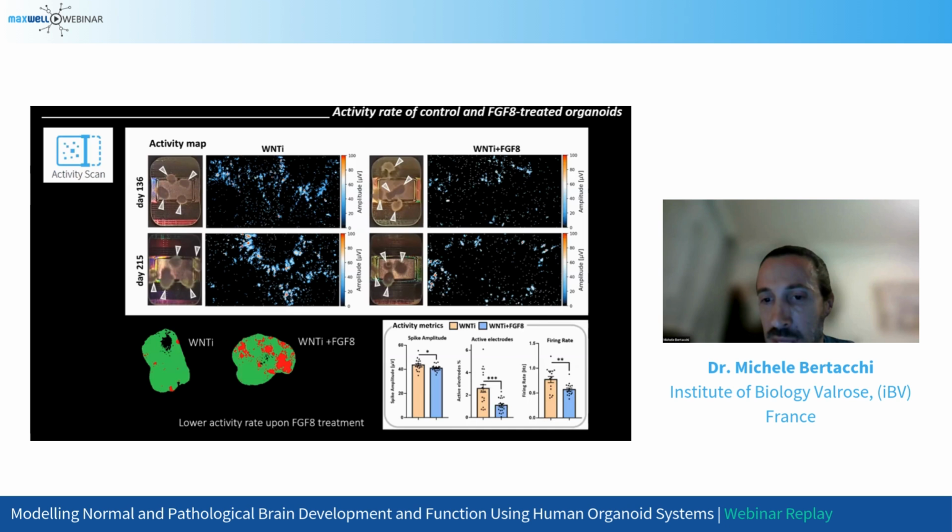This was quantified by the Maxwell software. There's a lower percentage of active electrodes, but there's also a lower firing rate and spike amplitude. So this means that upon FGFA treatment, we have a lower activity rate, which is probably compatible with the presence of a lot of GABAergic neurons, as we saw before.